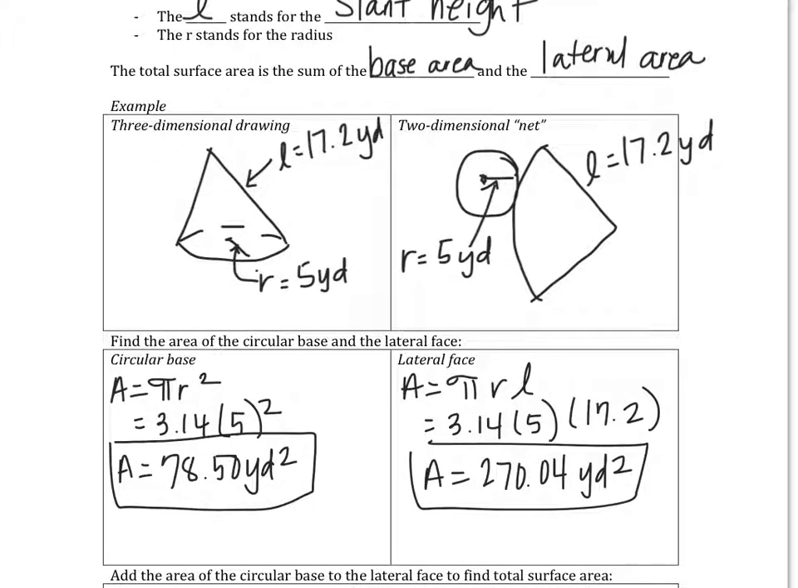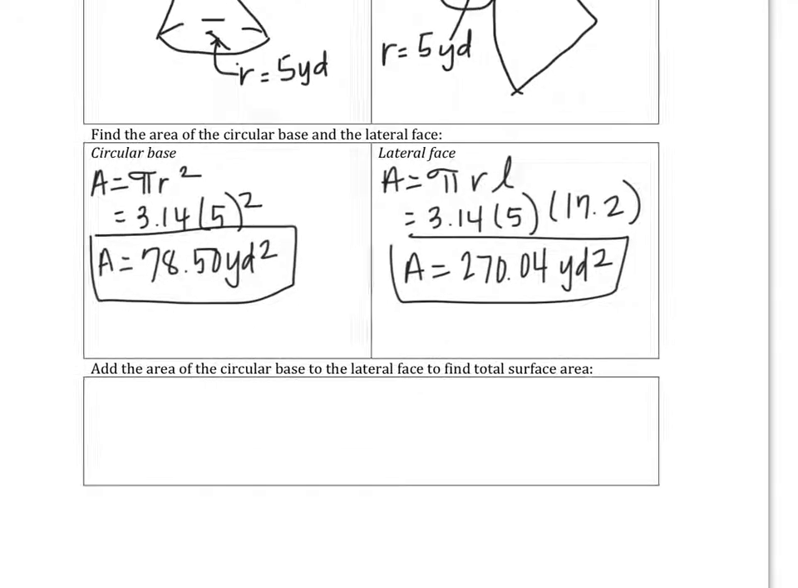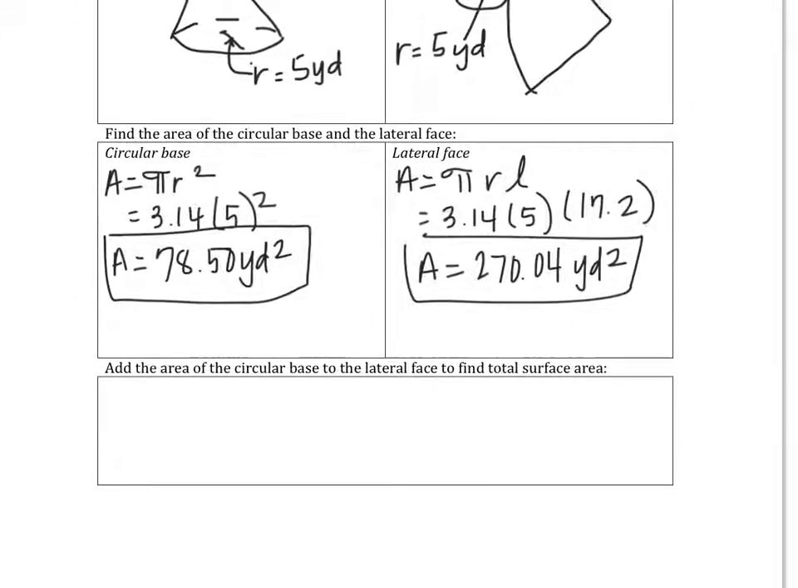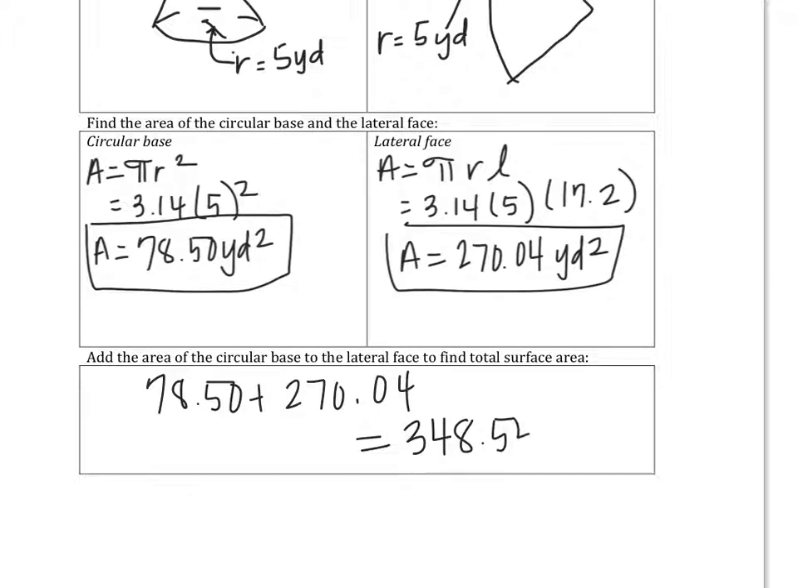So just like we've done in the other ones, we take the area of both of those shapes, and now we're going to add them together. So we have 78.50 plus 270.04, and that is going to give us a total surface area of 348.54 yards squared.